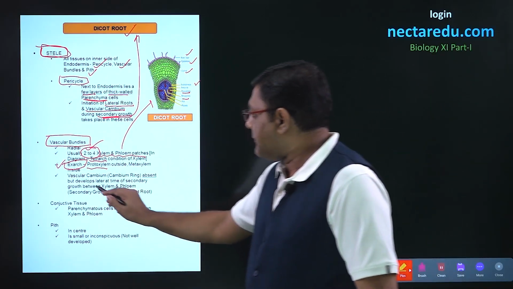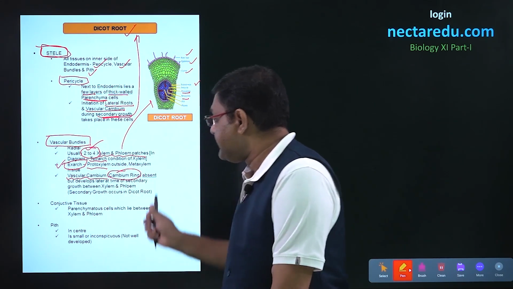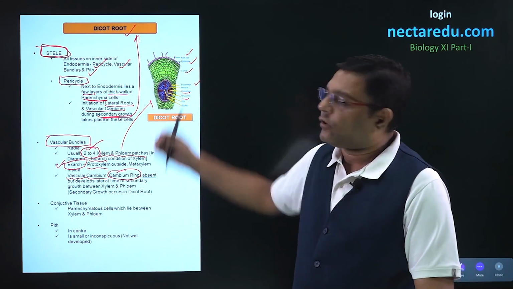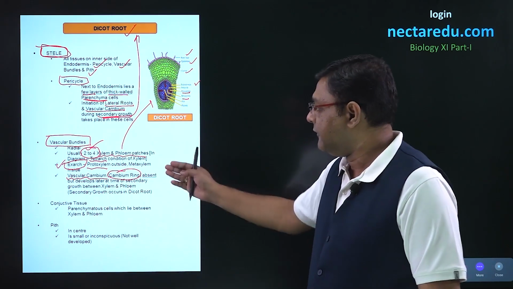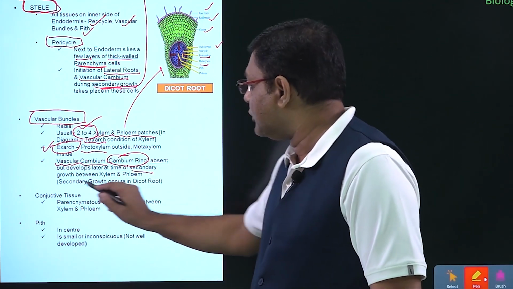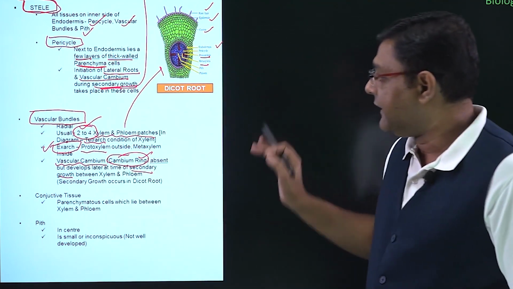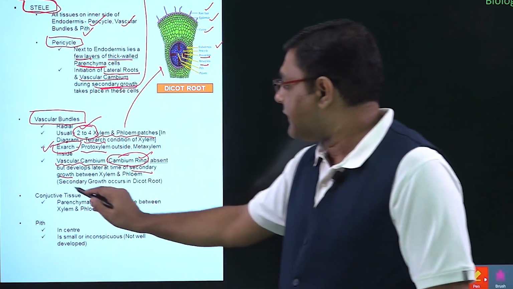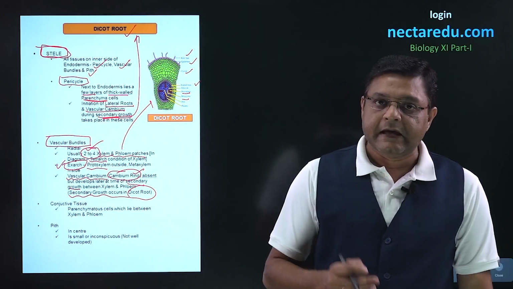Next, we talk about the vascular cambium or the cambium ring. Now, in the case of dicot root, initially there will be no cambium ring present, but later when the time of secondary growth comes, then this cambium ring or vascular ring will come, and that is how secondary growth will occur in the case of dicot roots.